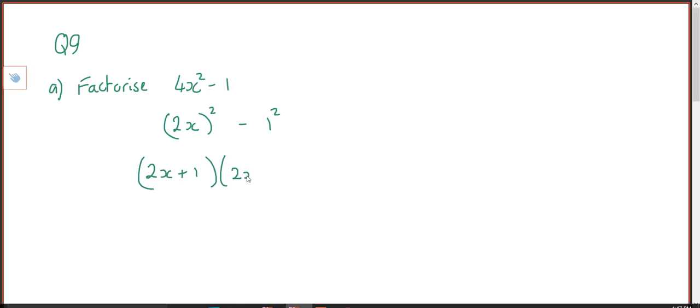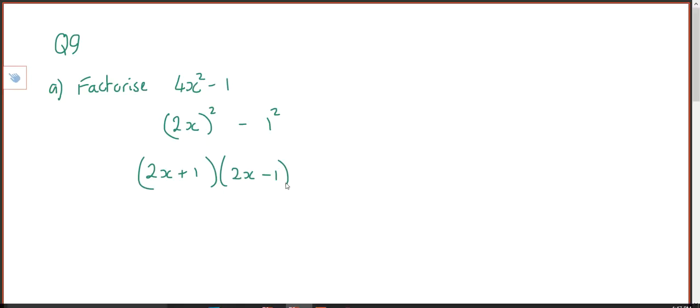Okay, so let's have a look at question 9. So question 9, part A says factorise 4x squared minus 1. Now a lot of people are absolutely fine with this. So we factorise it, we notice it's the difference of two squares. So it's 2x squared minus 1 squared, which means we're going to have 2x plus 1 times 2x minus 1. So that's the factorised form. So lots of people were okay with that.